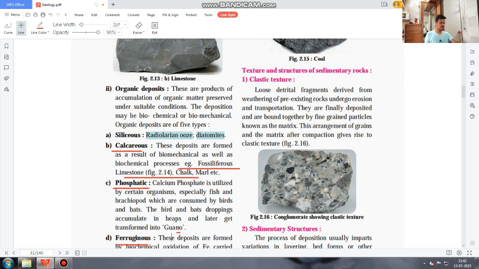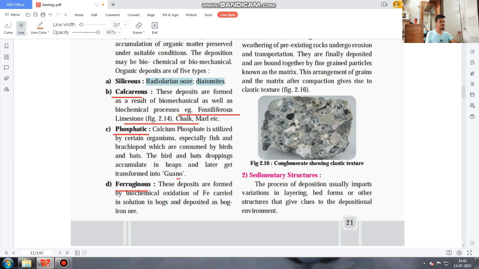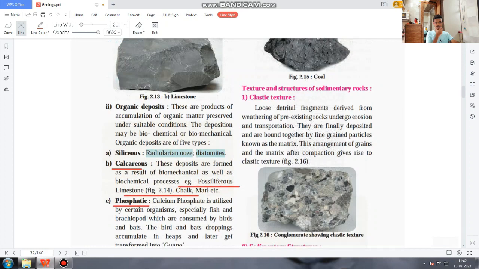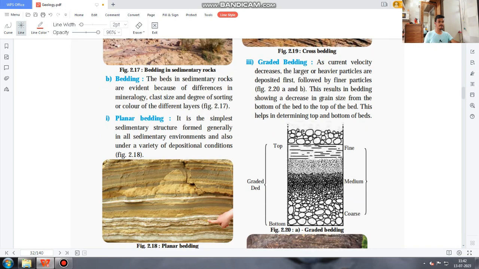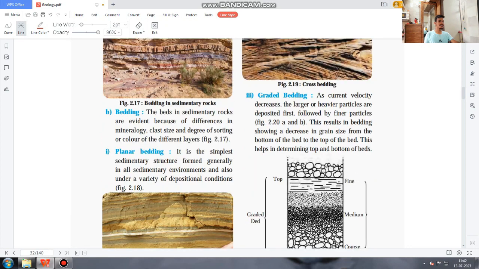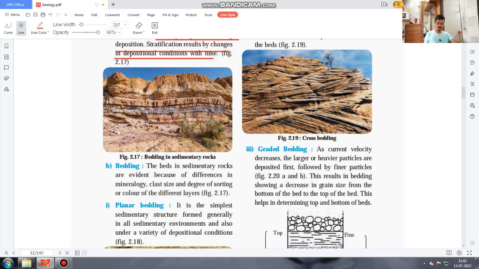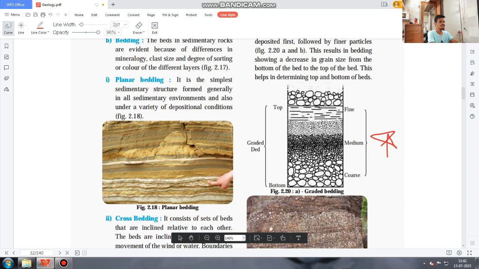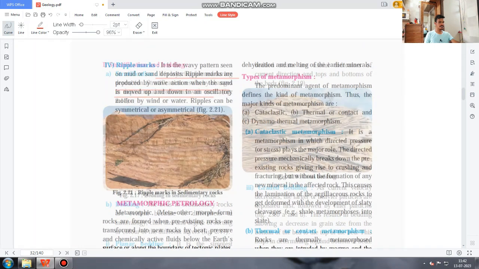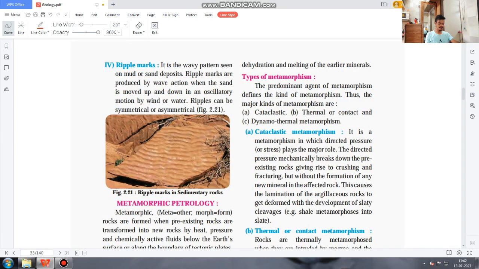Next is textures of sedimentary rocks: clastic texture, sedimentary texture. What is important is stratification. Different stratification comes; it came in the 2023 exam, I think. Bedding, planar bedding, cross bedding. You can read this and underline what you feel is important. Graded bedding. This table is important and usually comes; I had marked it important for myself at least. Cross bedding, ripple marks: these are all types. Just read it off.